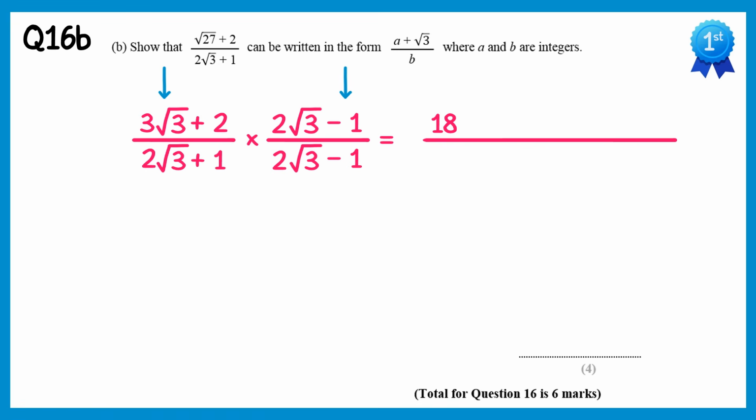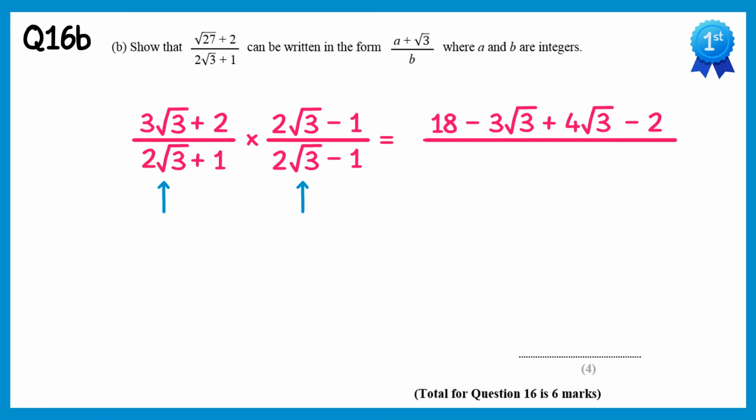Now let's do 3 root 3 times negative 1, which is negative 3 root 3. And then 2 times 2 root 3, which is plus 4 root 3. And then 2 times negative 1, which is negative 2. We'll take the same approach on the bottom.